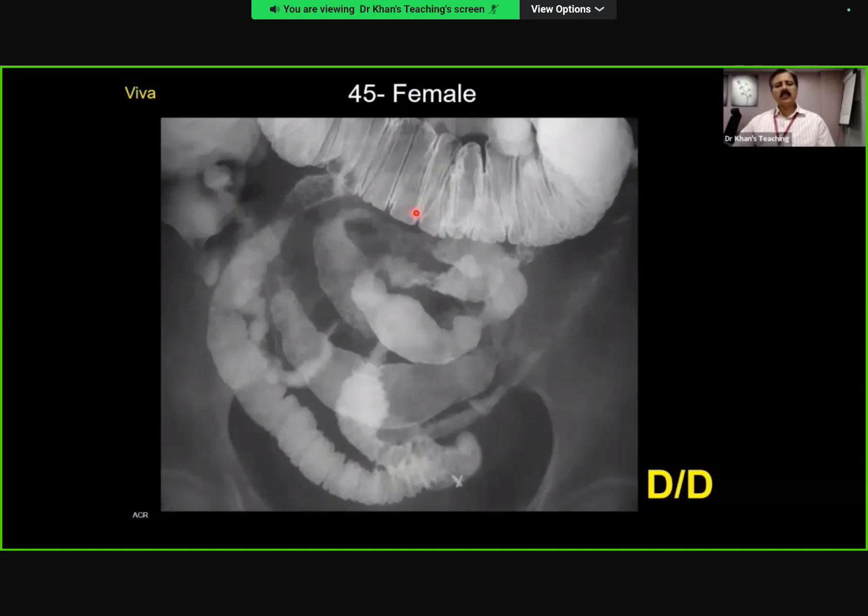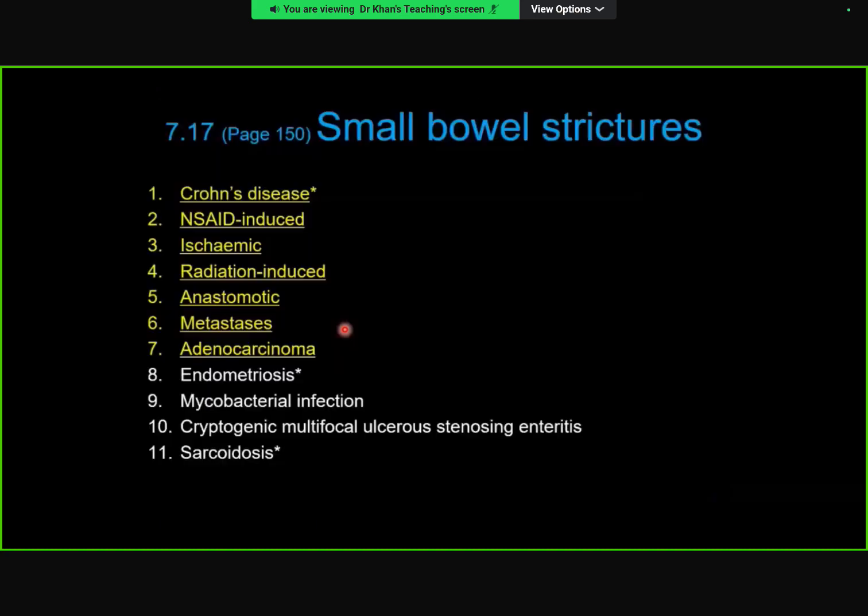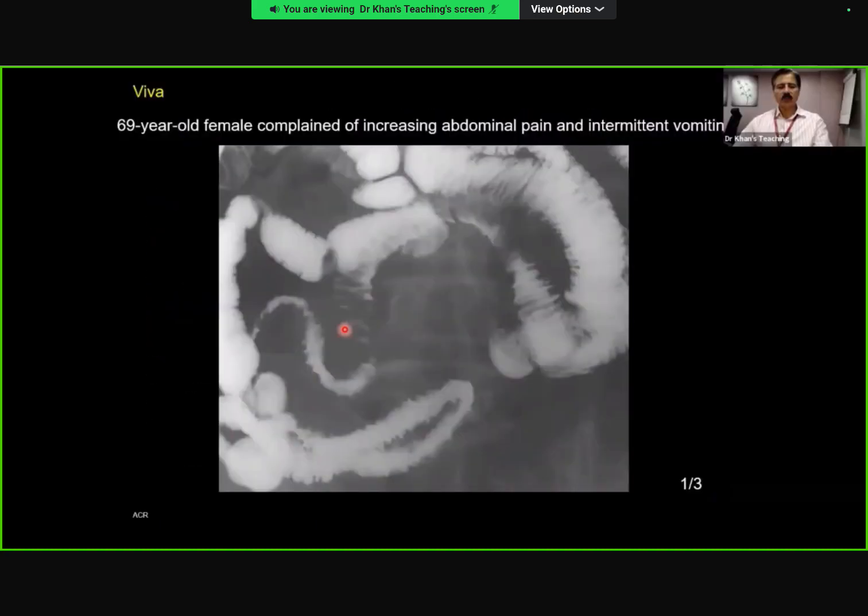Okay, so now this is a classical example where you can see chronic changes, you can see a bit of acute changes, and this all fits in radiation. So please remember that radiation changes just go on and on and on. So both things can go together. Okay?